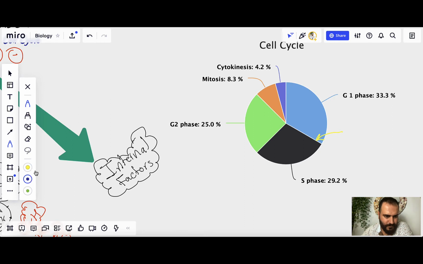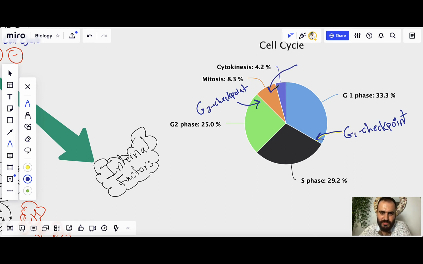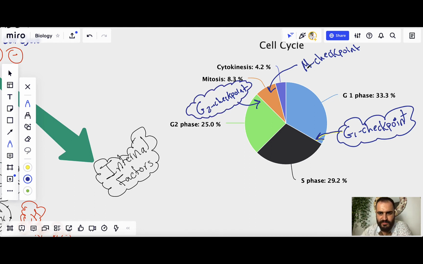Okay, here we have the first control, we call it G1 checkpoint. The second checkpoint happens at G2, we call it G2 checkpoint. And the third checkpoint happens during M, we call it M checkpoint. So we have 3 checkpoints that control the cell cycle, and we consider them as internal factors that control cell division.